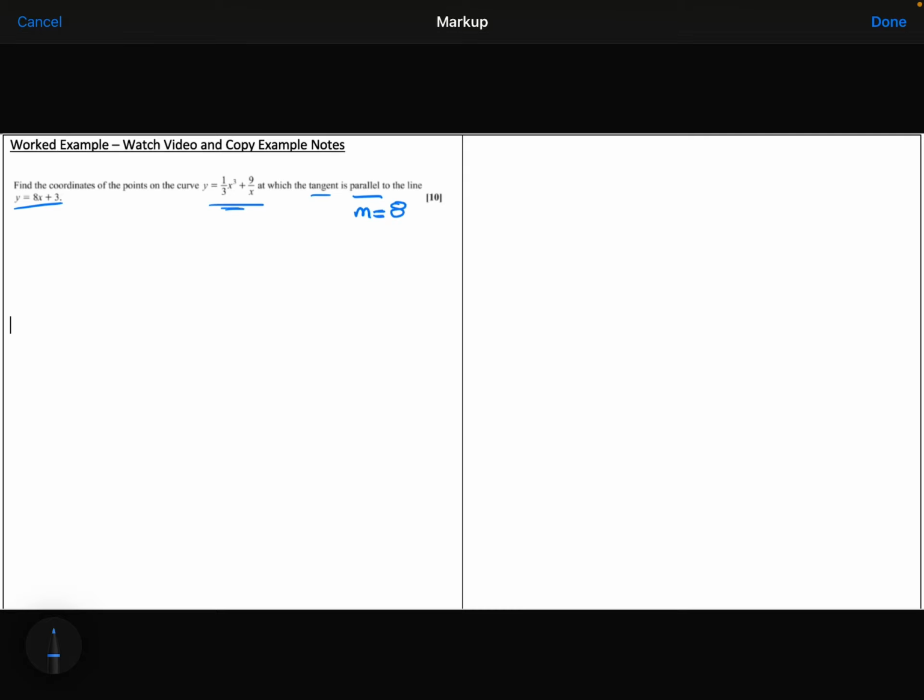So let's find the gradient function and make it equal to 8. So I need to differentiate this. In order to differentiate this, I first need to write it in index form, like this. I can now differentiate this to get the gradient function.